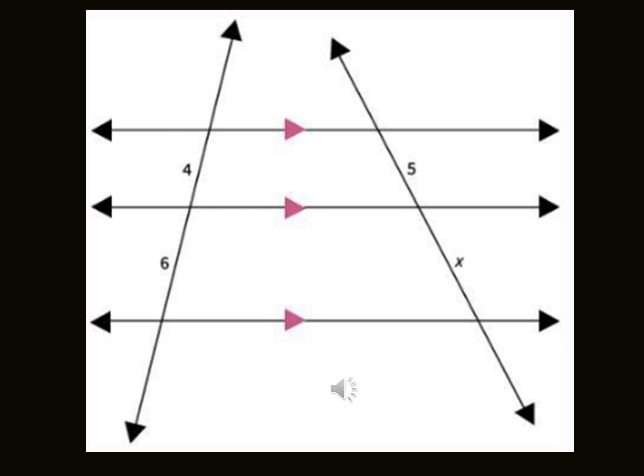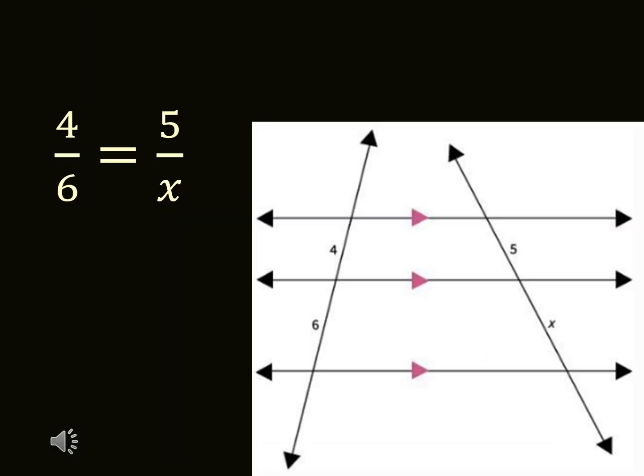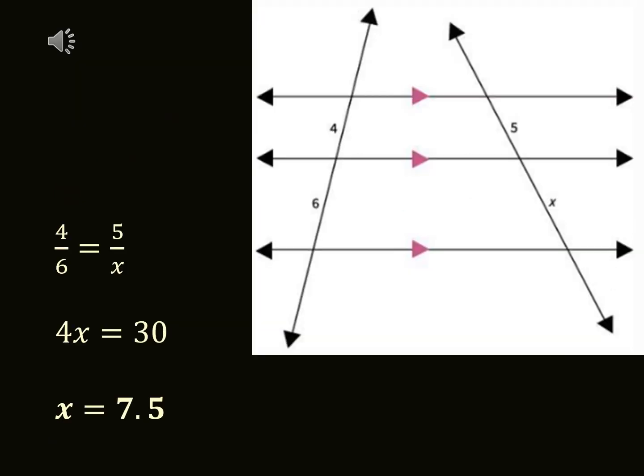And so again, here's a real typical problem. I have these parallel lines. They intersect lines that on the left, you can see 4 and 6. On the right, 5 and x, and what we're supposed to do is figure out what x is. And all I do is set up a proportion with the parts of the left side and the parts of the right side: 4 over 6 equals 5 over x. We cross multiply, and when we solve, we find that in this problem, x is 7.5.